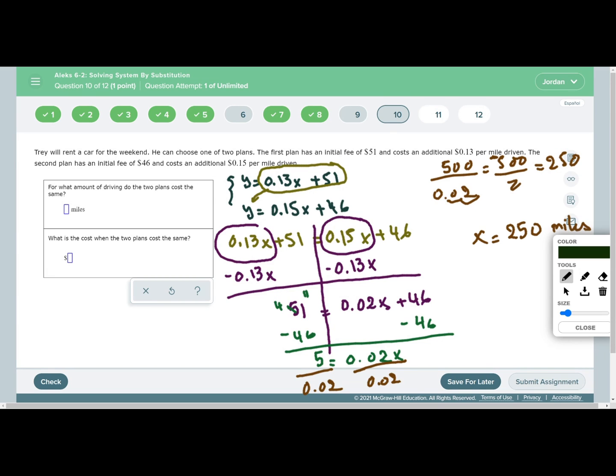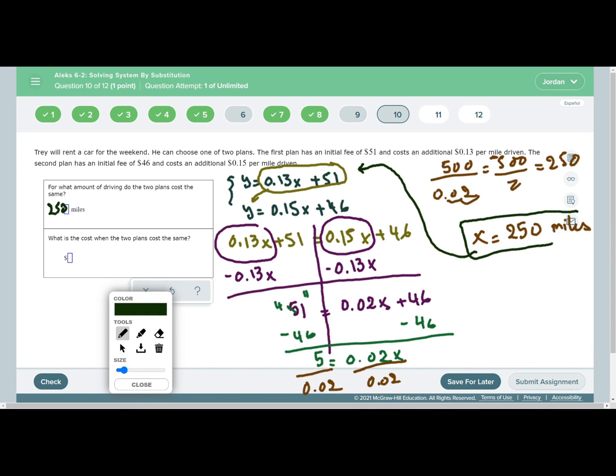Okay. The question is what amount of driven for two plans cost the same. So the amount of driven for two plans cost the same is 250 miles. And what is the cost when the two plans cost the same? So what you're going to do is plug this in place of x in either the first one or the second one. I choose the first equation to plug in. Y equal to 0.13x plus 51. That will be 0.13 times 250 plus 51.